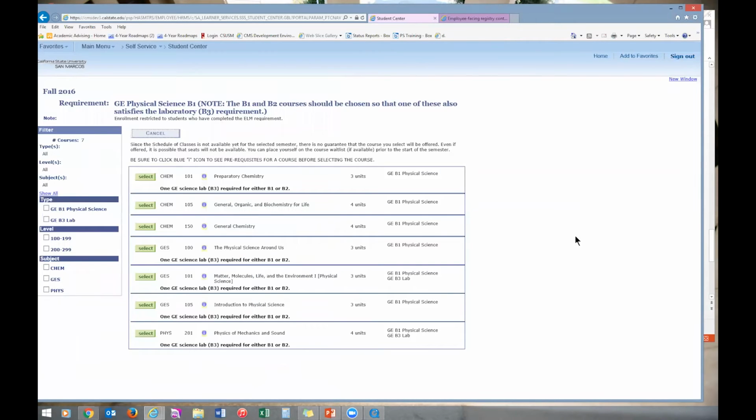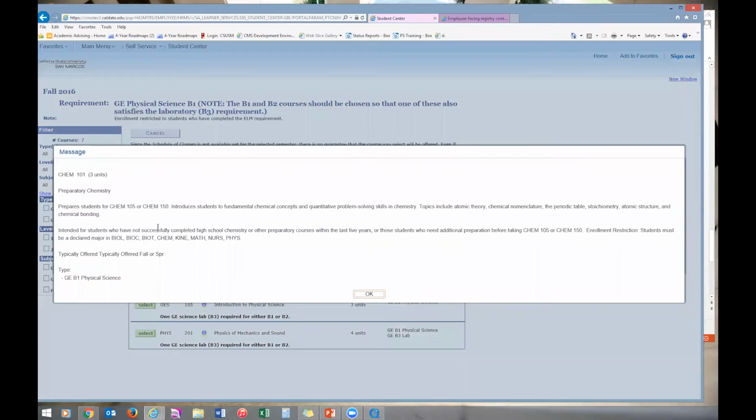So she looks at this and she says, oh, I'm reading up here that between the life science and the physical, one has to have a lab. I don't know if I was really good with physical science in high school, so I don't think I want to take a lab. Oh, this one doesn't have the lab. Let me take a peek and see what this course is all about. She clicks the informational icon and she can read the course description. And she goes, oh, okay, I think I can handle that.